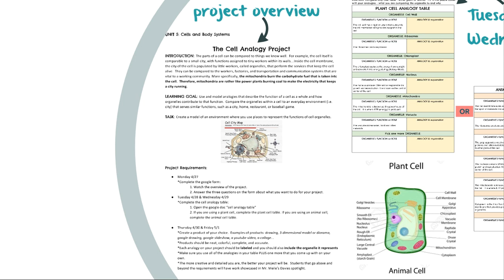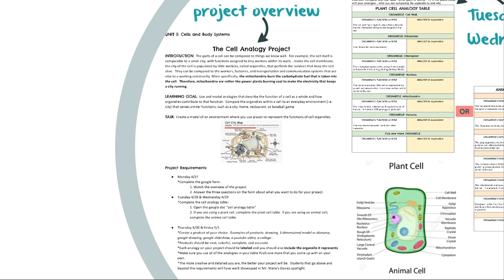So your requirements are laid out by day. Today, you're just completing the Google form, which means watching this overview and then answering the 3 questions about what you want to do for your project. Tuesday and Wednesday, you'll be completing the cell analogy table, which will be in a Google Doc, also posted in Google Classroom. And then Thursday and Friday, you'll be working on the actual project or product.